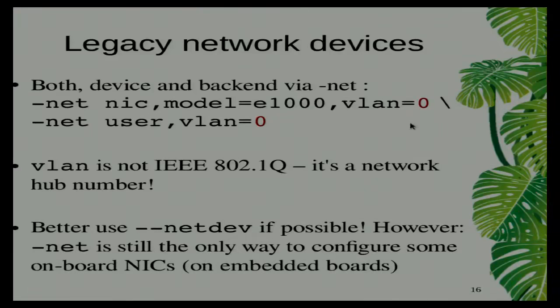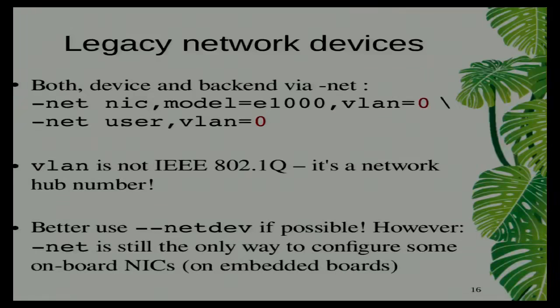0 is default, so you can omit VLAN equals 0 if you just want to use that one. You just have to specify it if you want to use another number. Now the confusing part. VLAN is not what you think of when you hear the term VLAN.